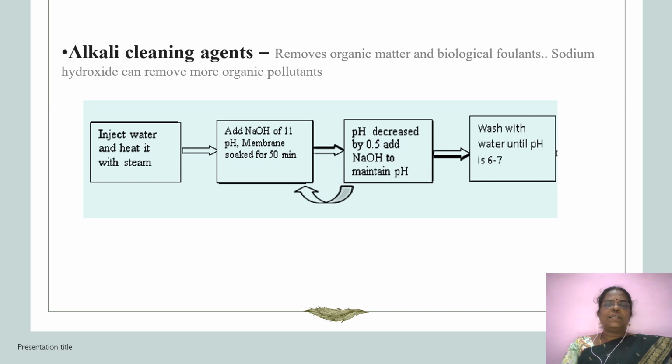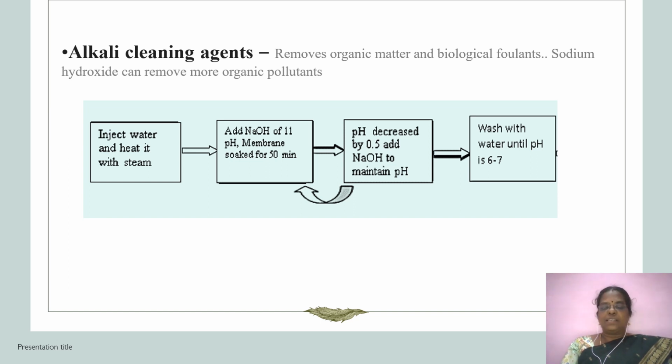Okay. So alkali cleaning is basically cleaning with sodium hydroxide. Okay, so how do we do that? We inject water into the membrane, okay, and we heat it with steam. Okay, we make it hot so that the cleaning process is better. Now we inject sodium hydroxide of 11 pH into the membrane, okay, and we soak it for 50 minutes and we check the pH regularly.